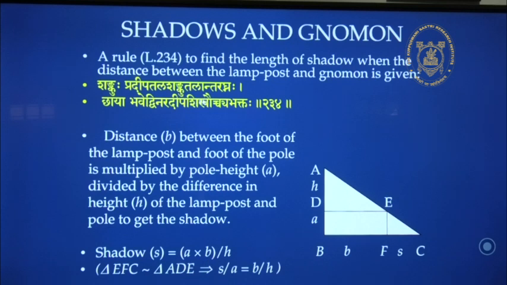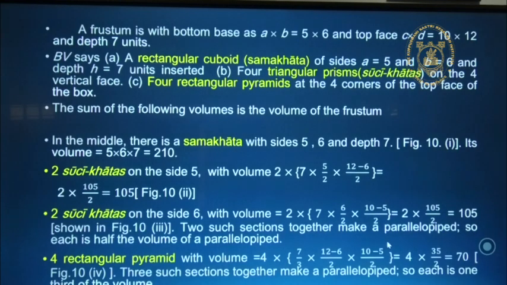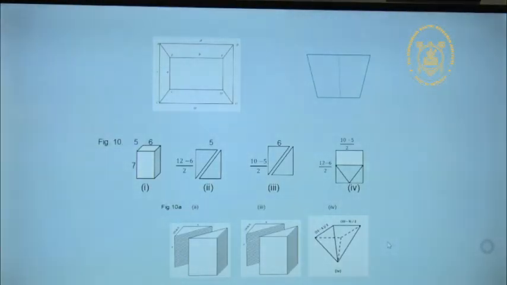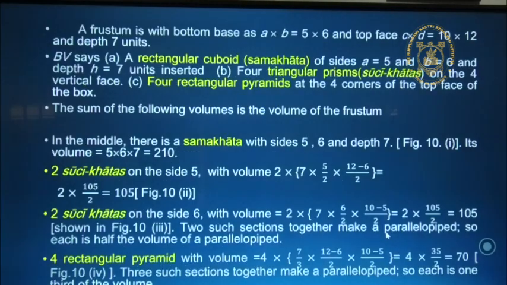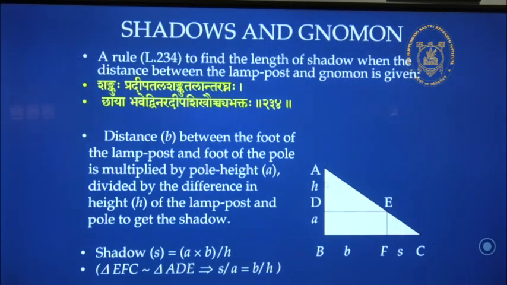Then Shanku Talankaranguha. So how it is to be found out? Chaya is shadow. So the shadow is here. This is the Shanku pole. This is the pole Shanku, and this is the light lamppost, and the shadow is given by the rule.